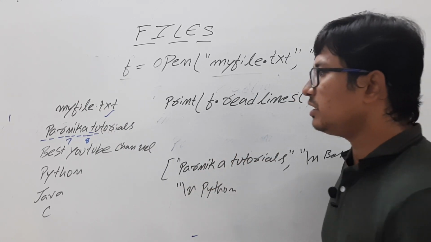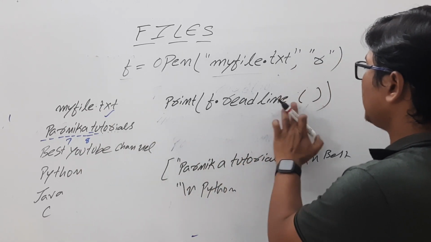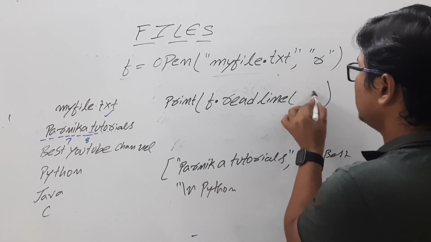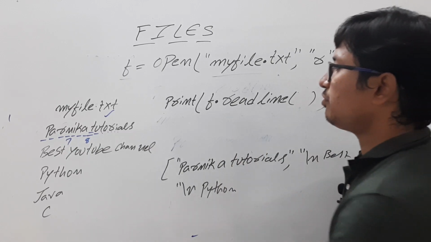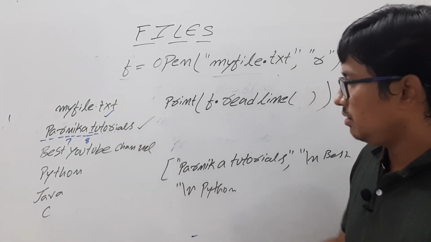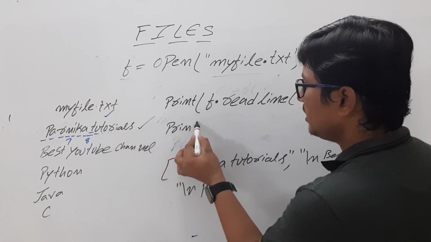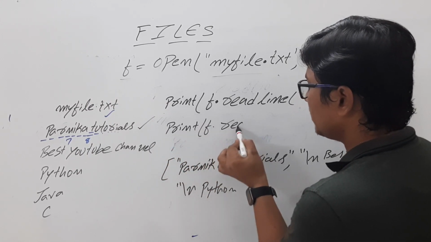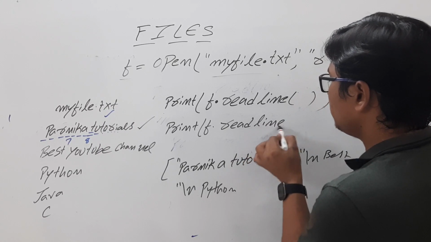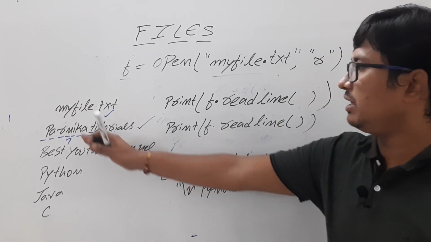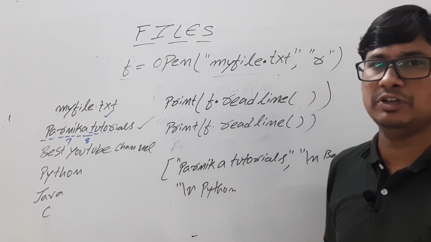Now, if you want to read the first line, you can write readline. If you are just providing readline, the first line in the file will be displayed. Suppose again you write print f.readline, then the second line will be read from the file called myfile.txt and it will display it for you.